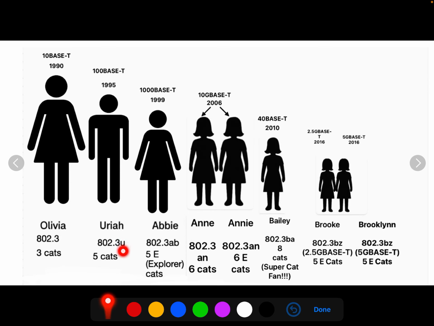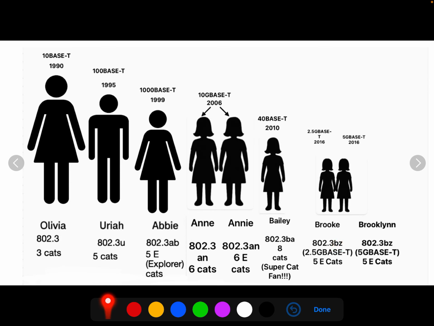Then we move on to Uriah, 8.3u, Abby, 8.3ab. So AB and Abby. Anne, 8.3an. Annie, because there are 2 types of 8.3an, so I created 2 siblings there. Annie is the second variant of that. Bailey, 8.3ba, and 8.3bz, where there are 2 variants of this. I've named these siblings Brooke and Brooklyn.